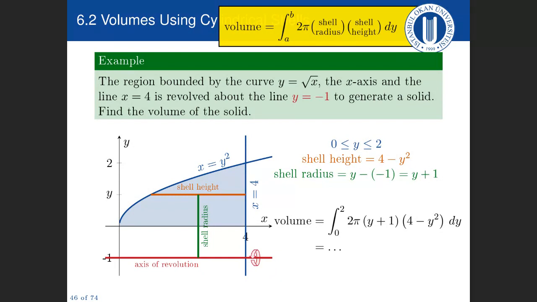So now the volume is going to be the integral from 0 to 2 pi of y plus 1, 4 minus y squared dy. Most of this is the same as the previous example, but we have a different shell radius. Instead of just y, we have y plus 1.